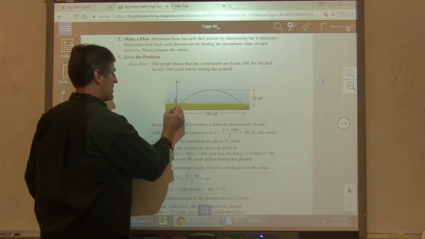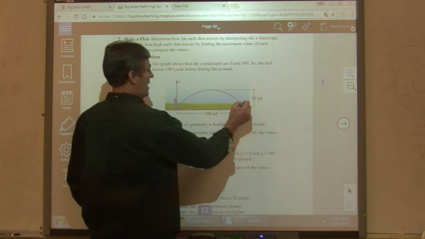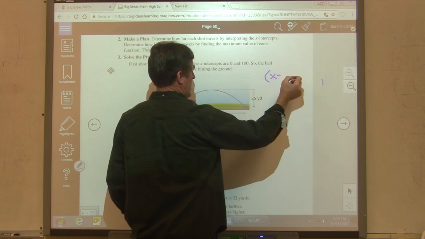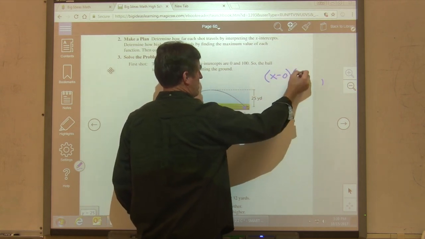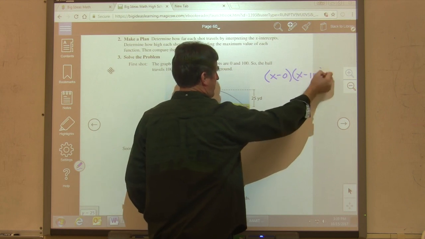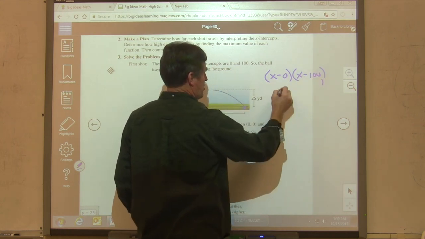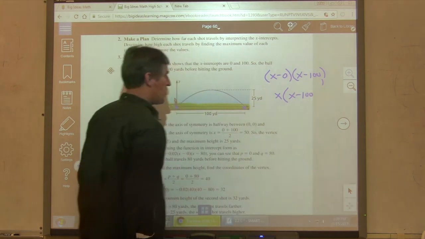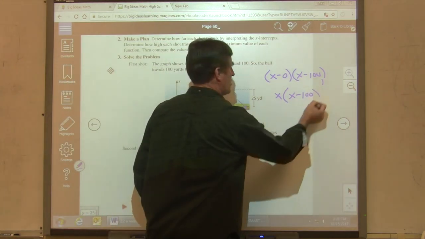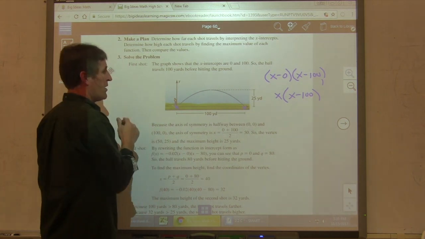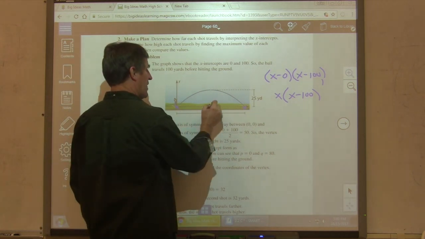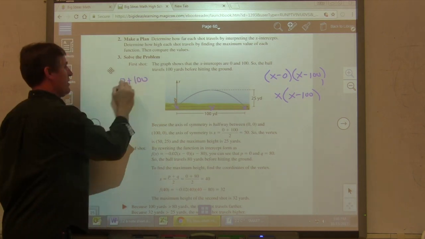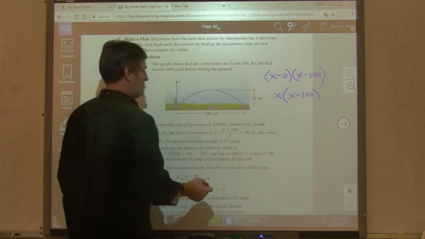So, if we look at the first one, our shot, it's modeled by a graph. We know that we started at 0 and we ended at 100. So if we do our x minus p, that's x minus 0 and x minus 100. And we can write x minus 0 is just x, so that would be x, and then x minus 100. We also know that it went 25 feet high. So when we plug in our midpoint, that would be 0 plus 100 divided by 2, which would be 50.